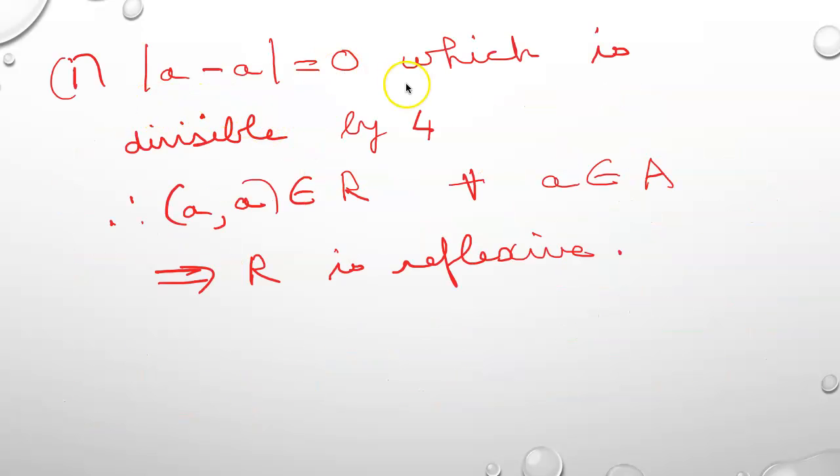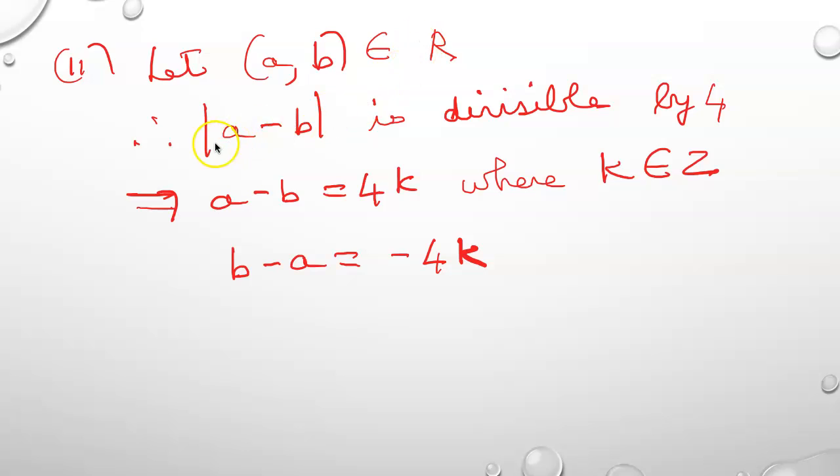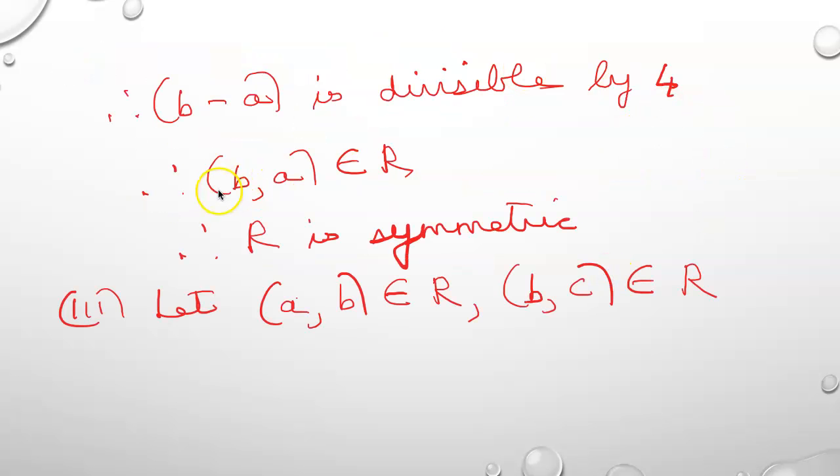Now mod a minus a is 0, which is divisible by 4. So we have (a, a) belongs to R for all a belonging to A. So R is reflexive. Again, we have done it by proof to show that it is reflexive. Let (a, b) belong to R. So mod a minus b is divisible by 4. That means a minus b is 4k, where k is an integer. So b minus a is minus 4k. What are we trying to prove? That mod b minus a is divisible by 4. So we have b minus a is divisible by 4. So (b, a) belongs to R, or R is symmetric.